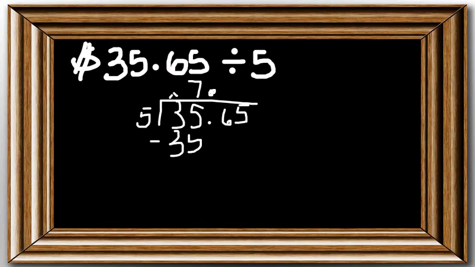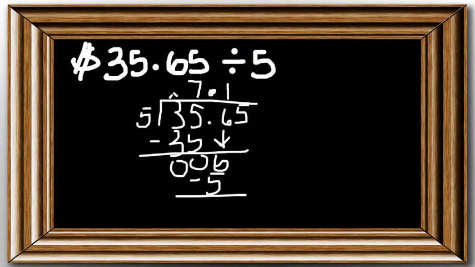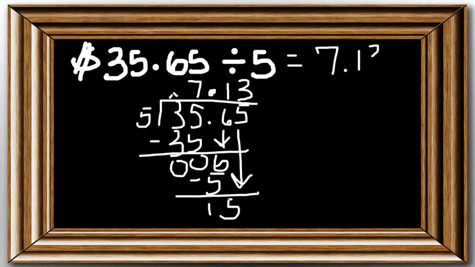So then I'm going to subtract and bring down my next number. Can 5 go into 6? It can go in 1 time. So 5 times 1 is 5. I'm going to subtract and bring down my next number. Can 5 go into 15? It can go in 3 times. I already have my decimal point where it needs to go, so it's $7.13. So the key here is to place your decimal before you start dividing.